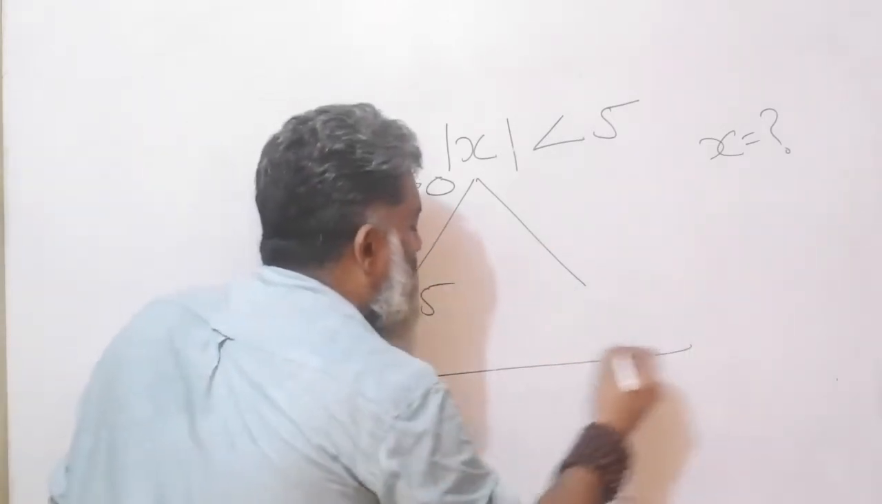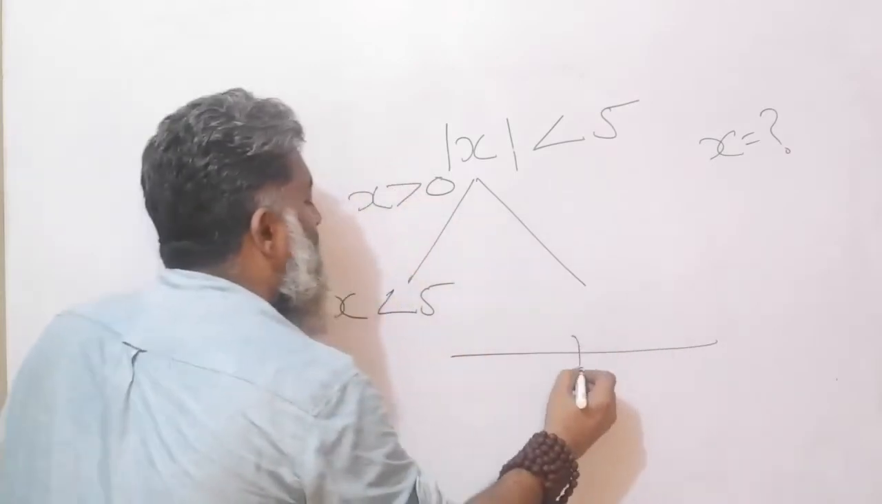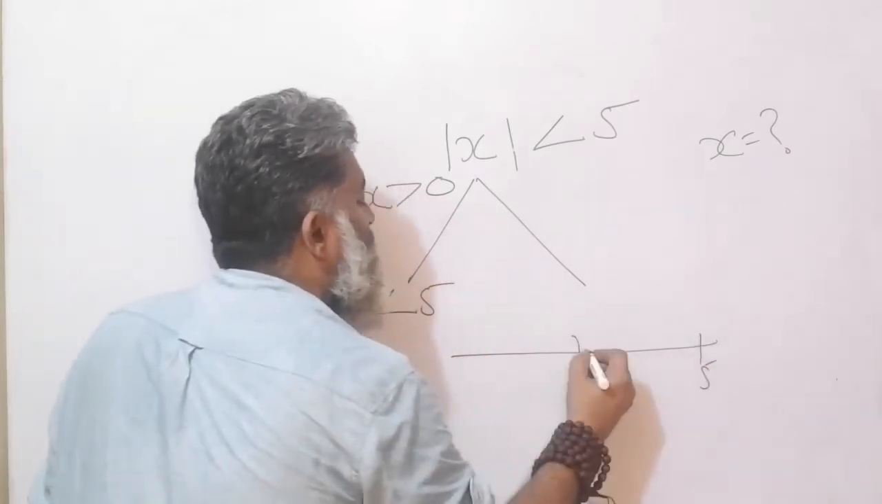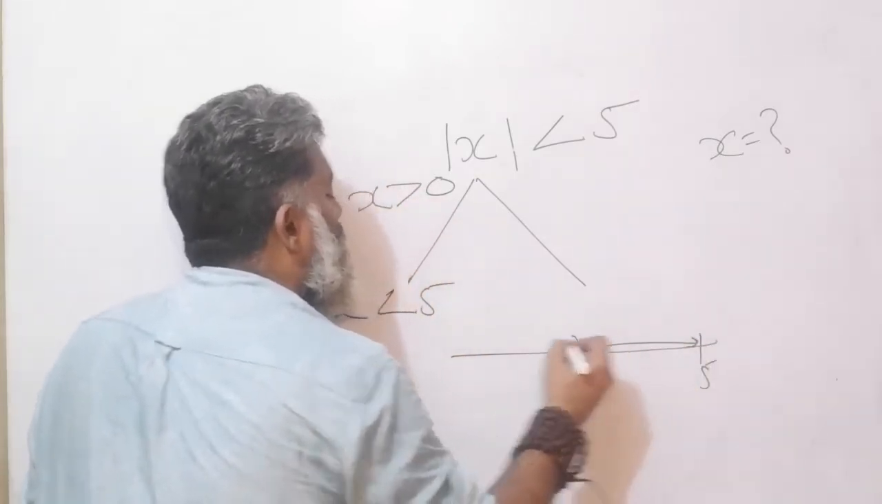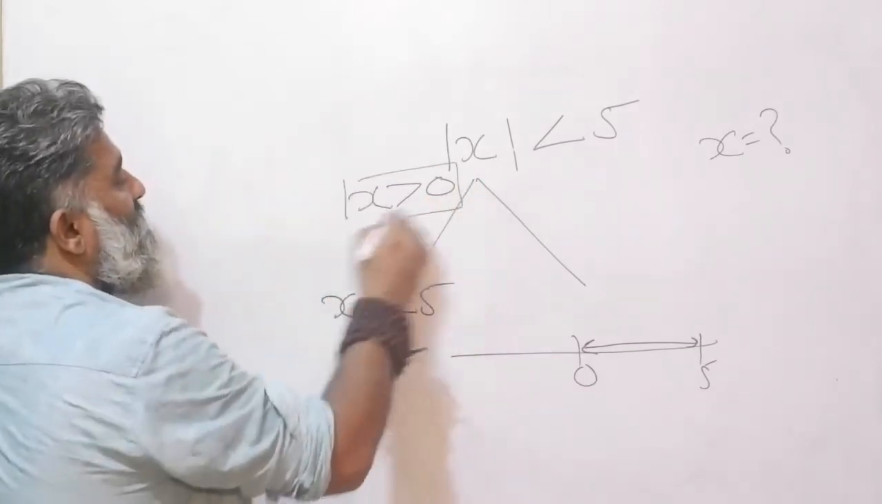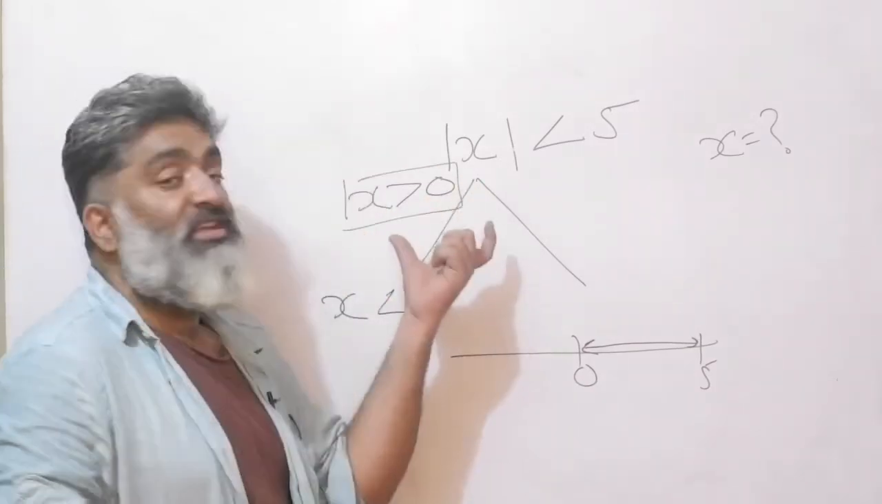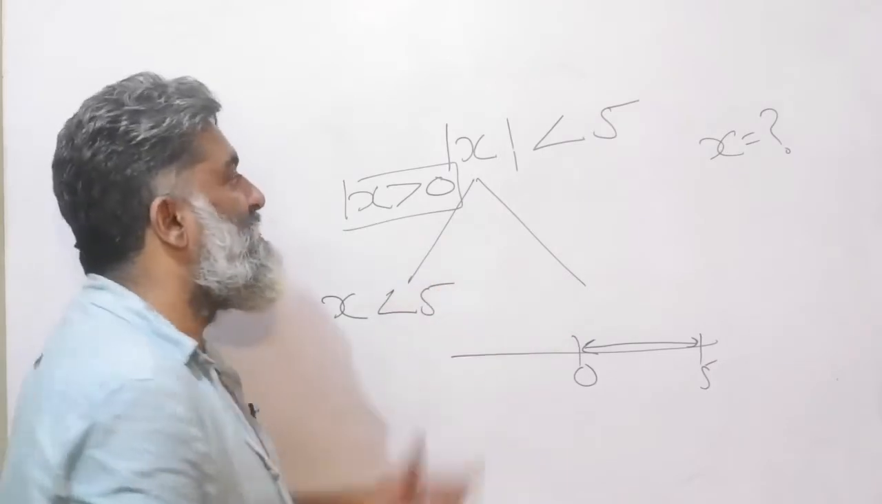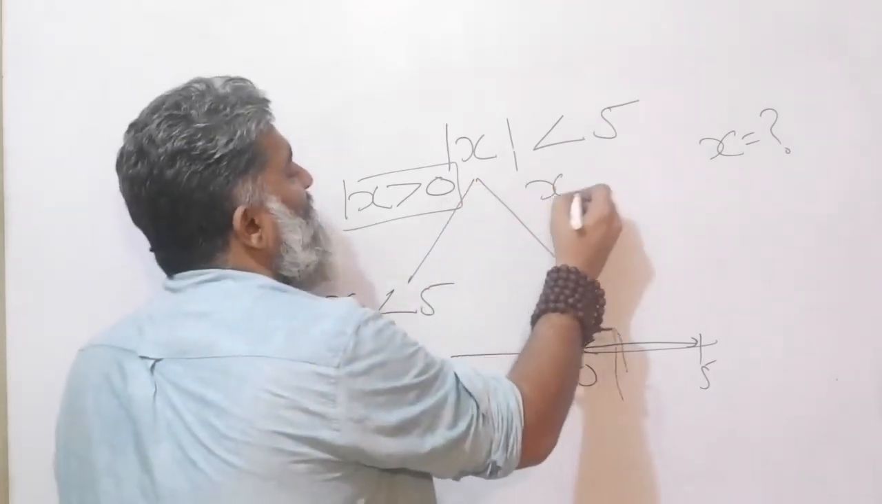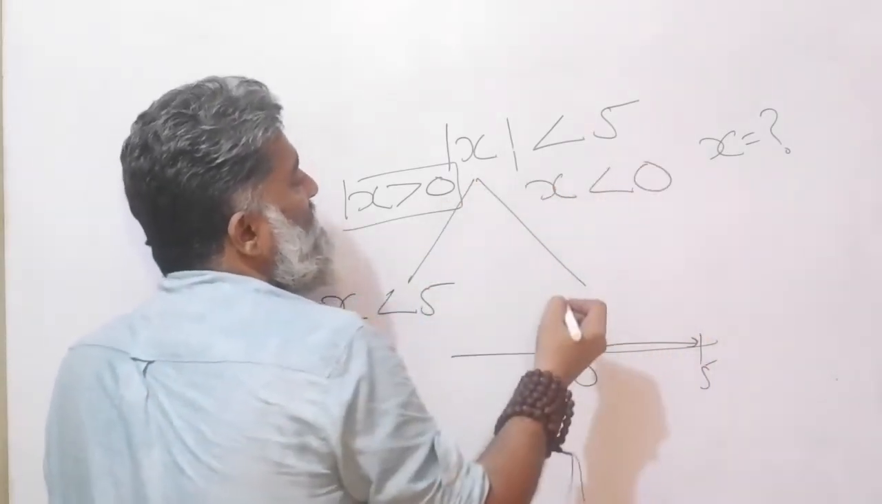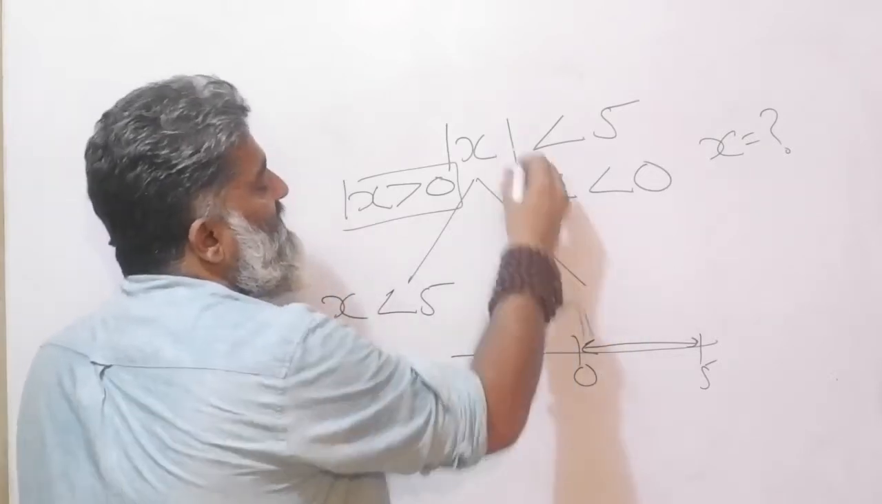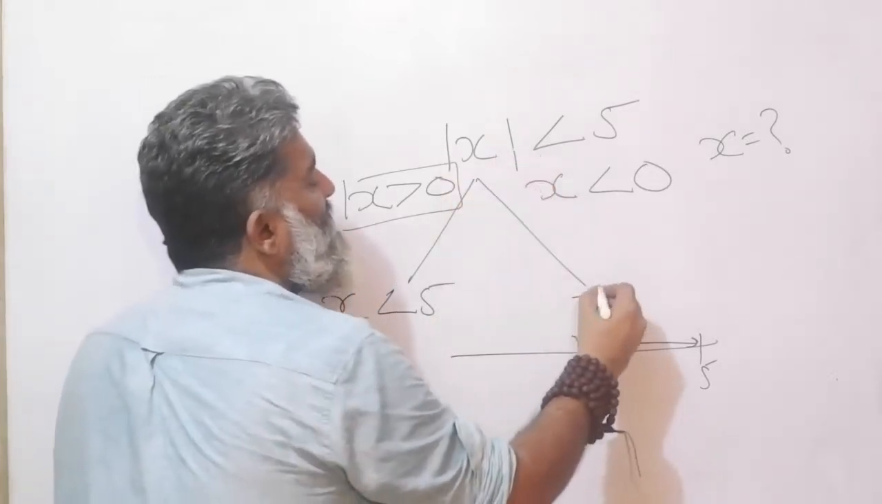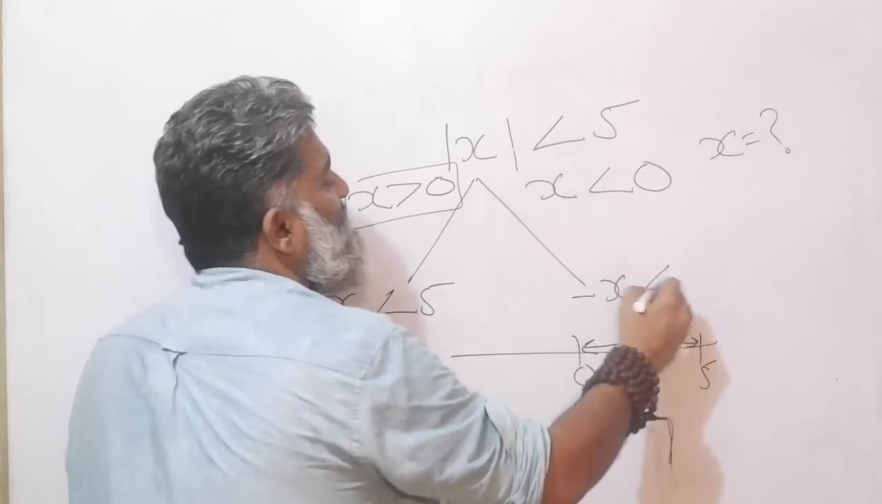So if I think of the number line, between 0 and 5, this region is going to work for me. I'm thinking of the positive realm only, right? So the same operation that we learned in the basics. And again, what is the other possibility? x is less than 0, or x is negative. And in that case, instead of a mod of x, I can say a minus x less than 5.